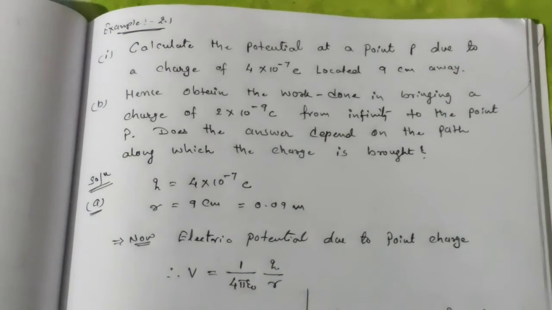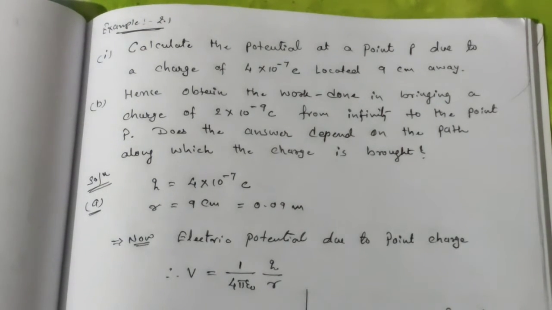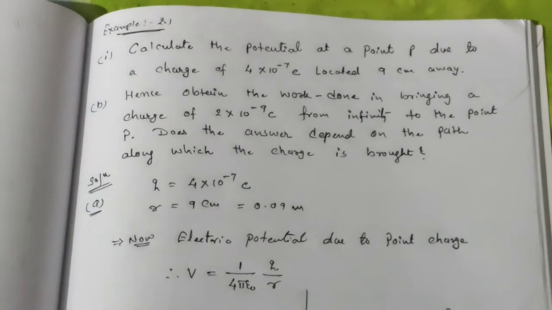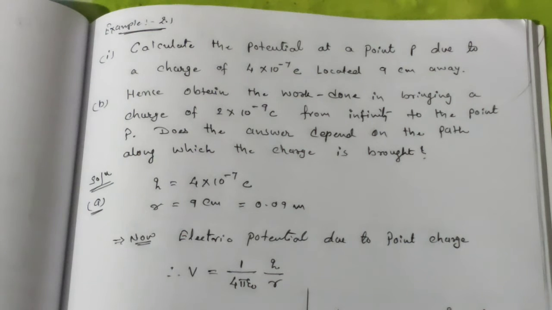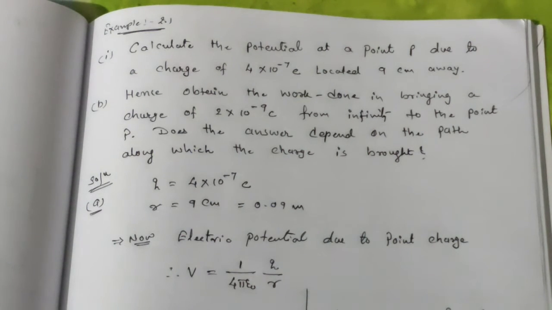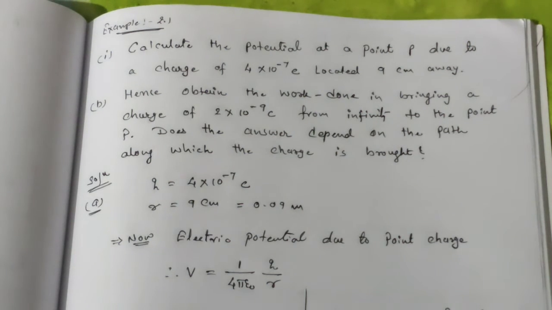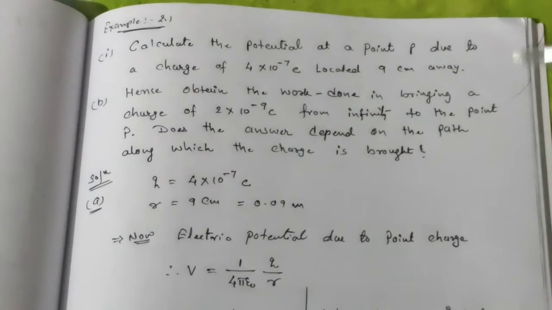This is a simple concept to solve any type of numerical in physics, because as you know, in physics every numerical has a different pattern, different question, and different solution. So it is my humble request to read the question properly, pay attention, focus on the theory, and based on that apply the equation. This is the simple logic to solve numericals.